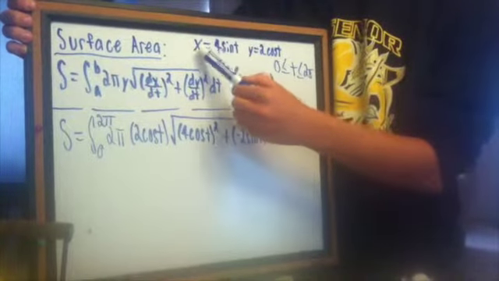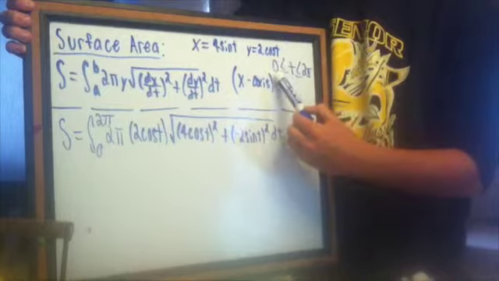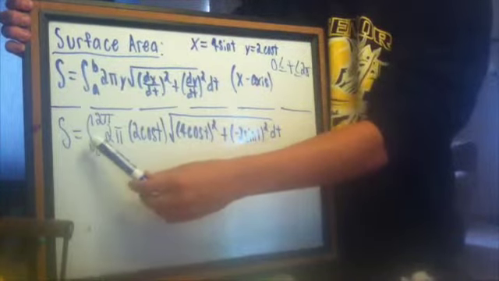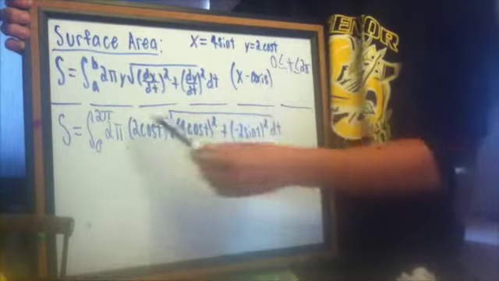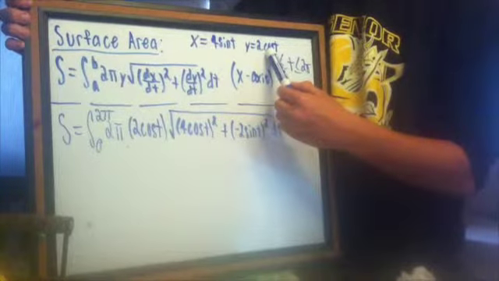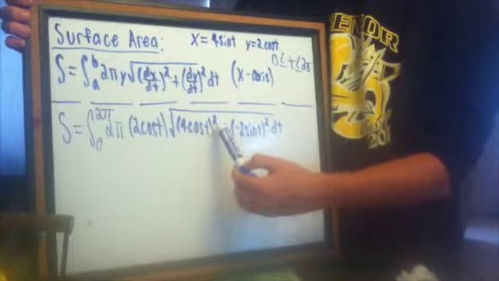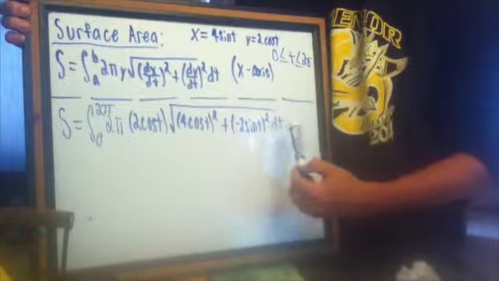If your function is defined as x equals 4 sine t and y equals 2 cosine t on the interval from 0 to 2 pi, then the surface area is equal to the integral from 0 to 2 pi of 2 pi times 2 cosine t, times the square root of (4 cosine t) squared plus (negative 2 sine t) squared dt.